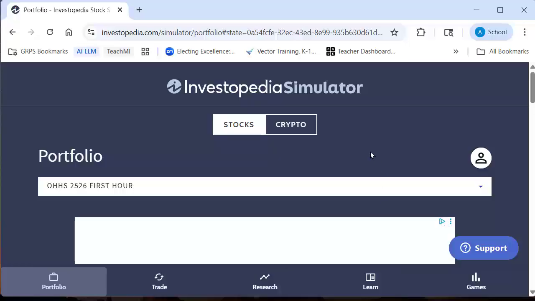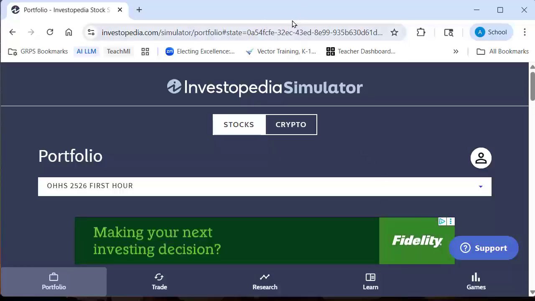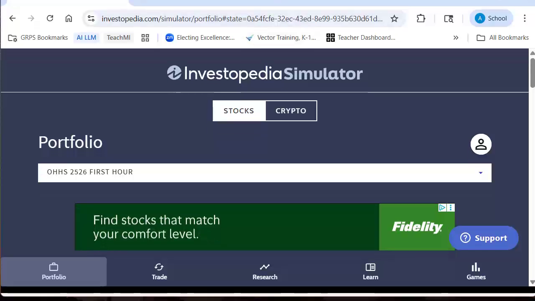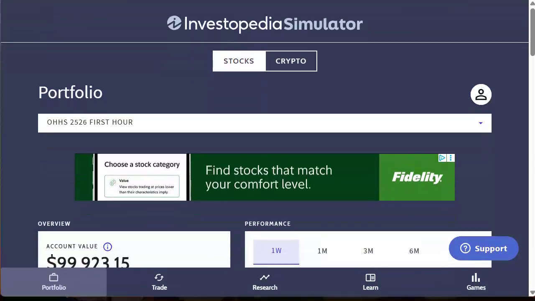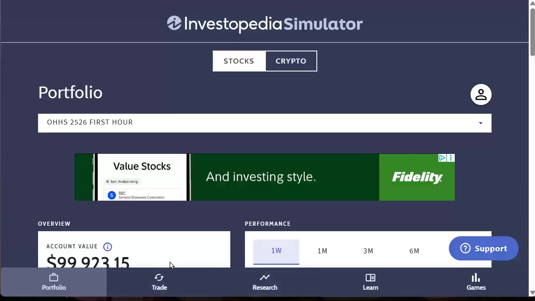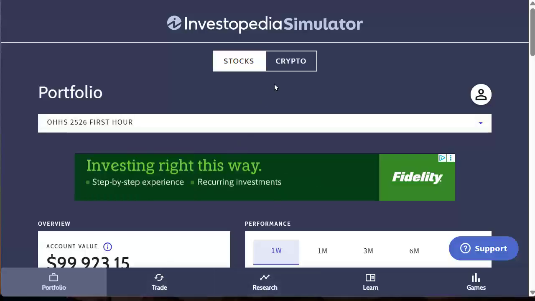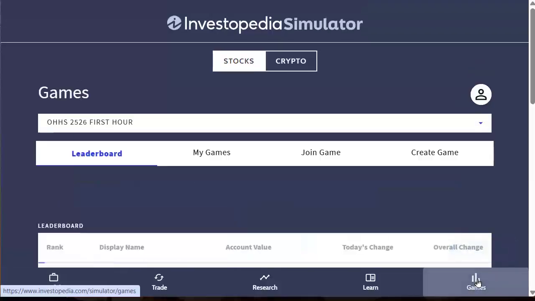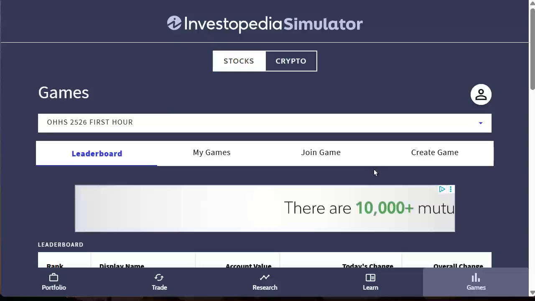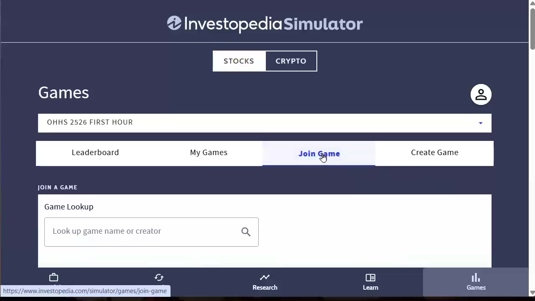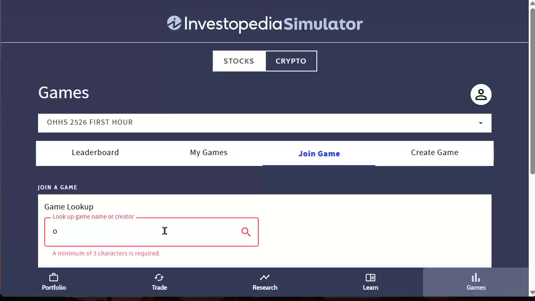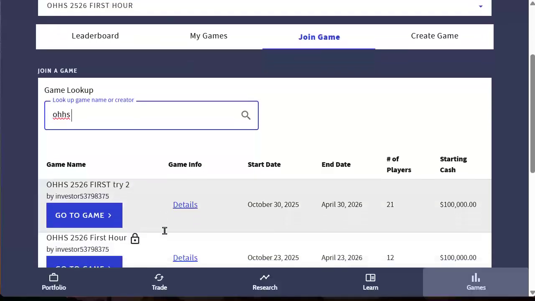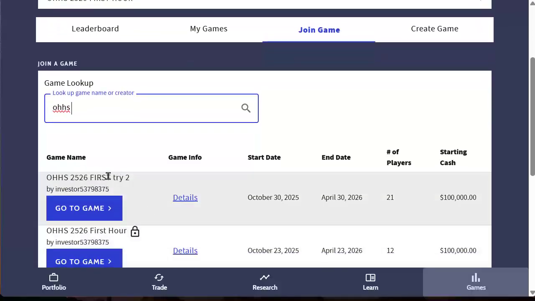And it should look something like this. I'm going to get rid of this at the top here so that you don't need to see all this extra stuff. And what we want to do is enter a game. So you're going to click on games, and you're going to go to join a game. And for example, if you were in my first hour class, you'd go to OHHS. And it comes up with first try one.